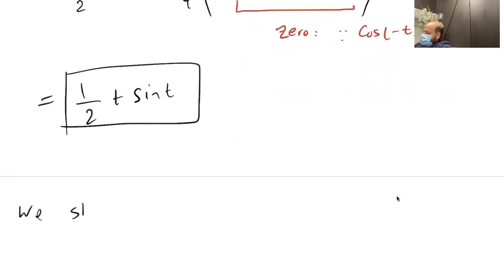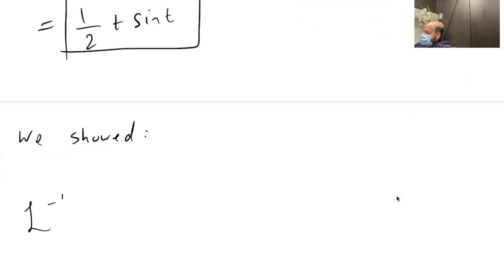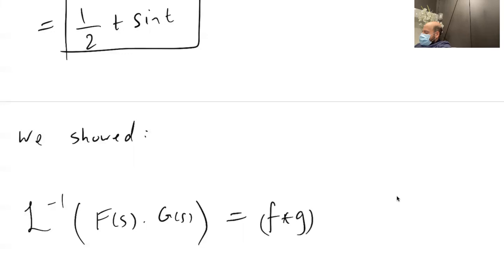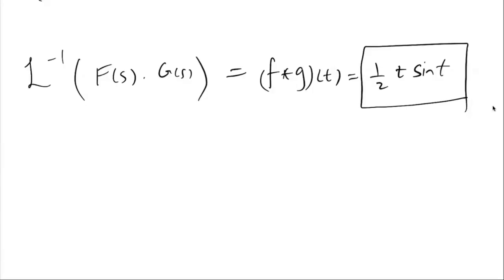So we showed that the inverse Laplace transform of capital F of s times capital G of s, which according to the theorem is the same as F star G of t, is the same as 1/2 t sine t. Let's look at the next example.